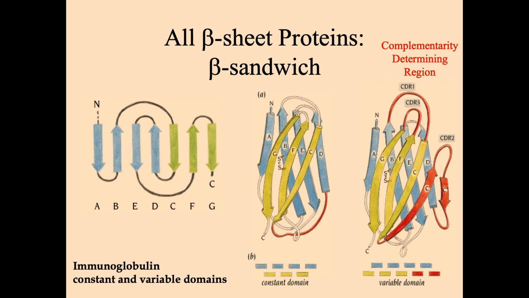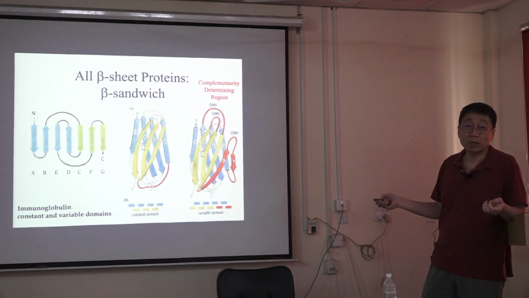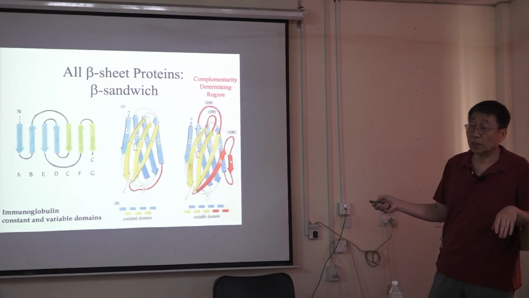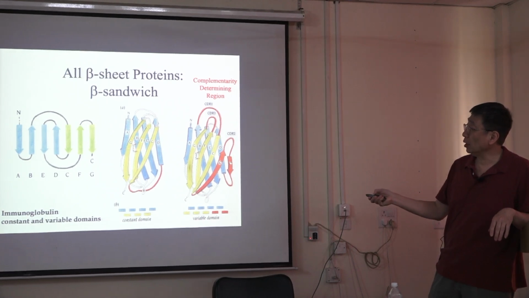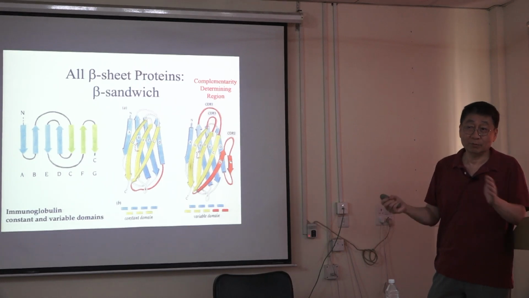A very popular and important beta sandwich is something called the immunoglobulin fold. That's present in your antibodies, immunoglobulins. Antibodies have constant and variable domains. They have the same fold, but you can see the variable domain has two extra beta strands. But let's start from the constant domain. You can see the structure is a beta sandwich with 4 strands, blue in the back, and 3 strands, green in the front. Okay, and where is the hydrophobic core? Between the sheets.